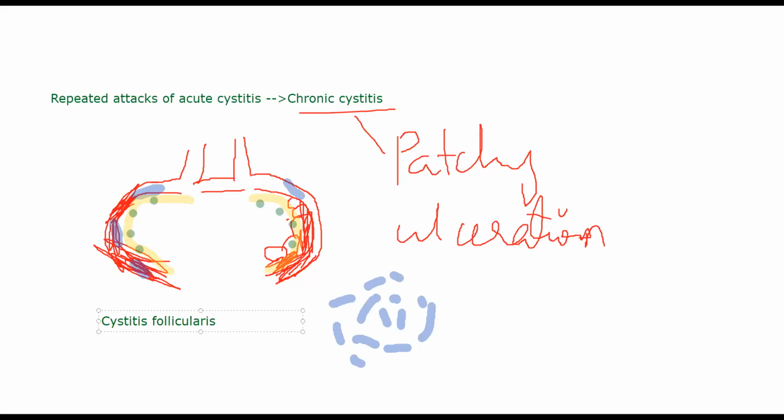Cystitis follicularis is kind of a complication of chronic cystitis. It does not occur in all types of chronic cystitis, but in some patients it does, where lymphoid follicles are proliferating. Now there are some other types of cystitis as well. We'll discuss that.